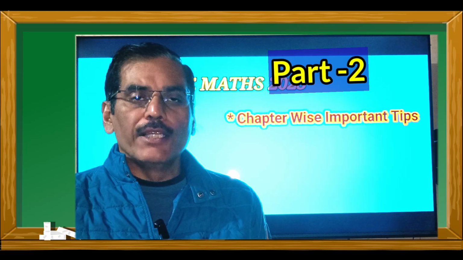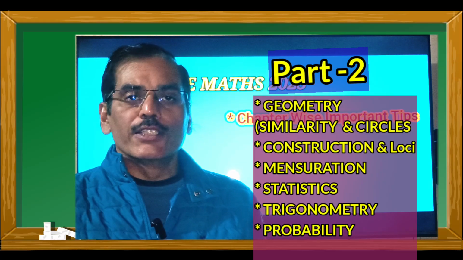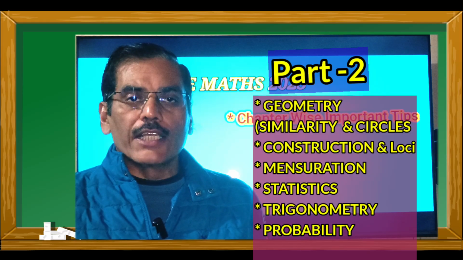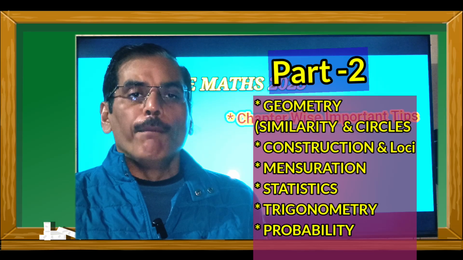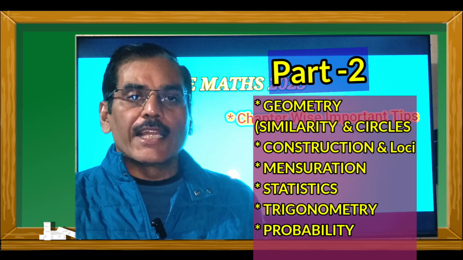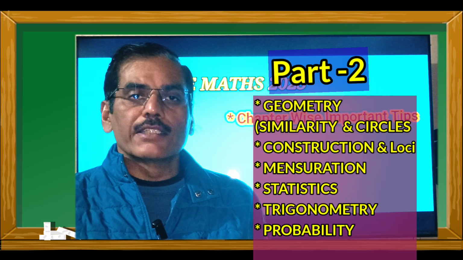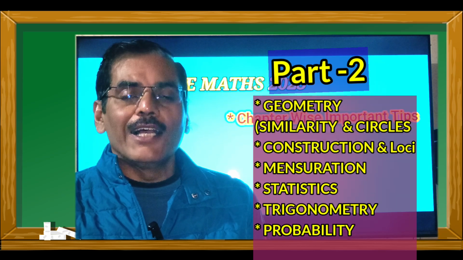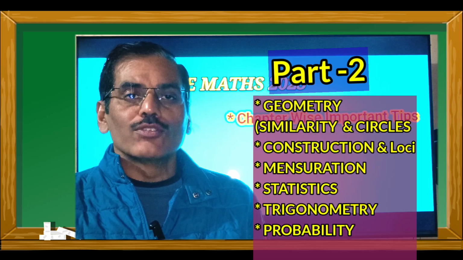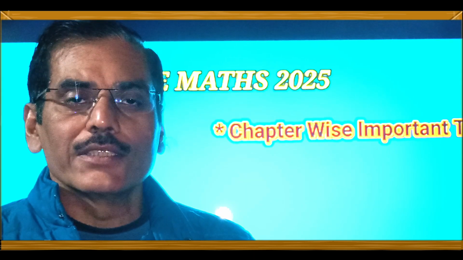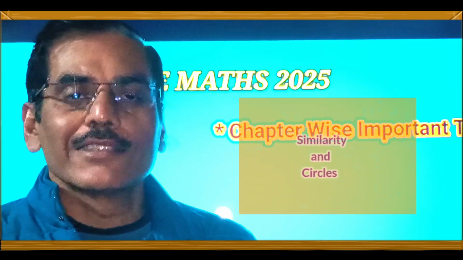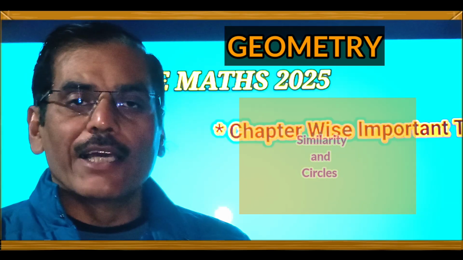I am going to cover the remaining units: geometry, which will include similarity and circle, construction and loci, locus together, mensuration, statistics, or you can say measures of central tendency, including trigonometry and height and distance, and probability. So these chapters in part 2, starting with the geometry portion, in which I have included 2 chapters: similarity and circles. So first, starting with similarity.